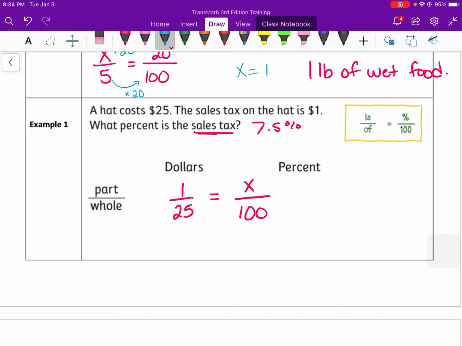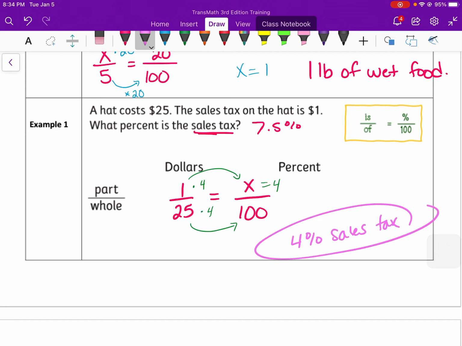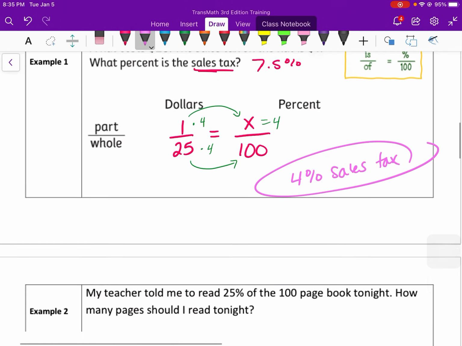So you can solve this using the horizontal method. Since 25 times 4 equals 100, 1 times 4 gives us our answer. It means x would equal 4. So that's in the percent spot. So the sales tax is 4% on this item. So it must be in a different state.